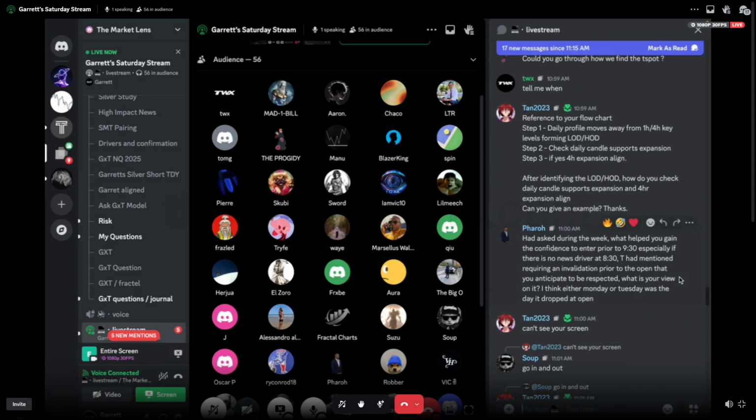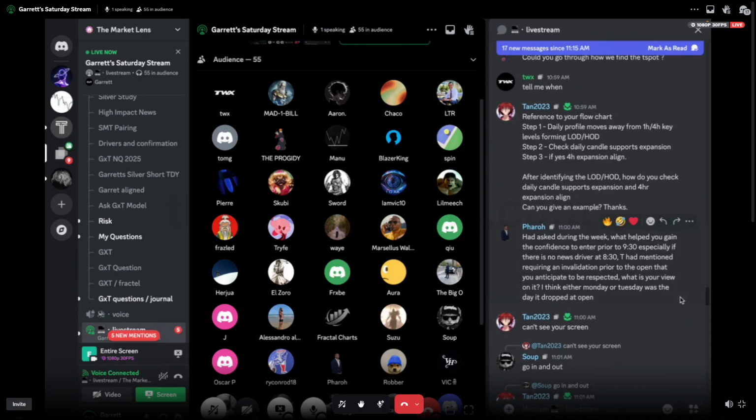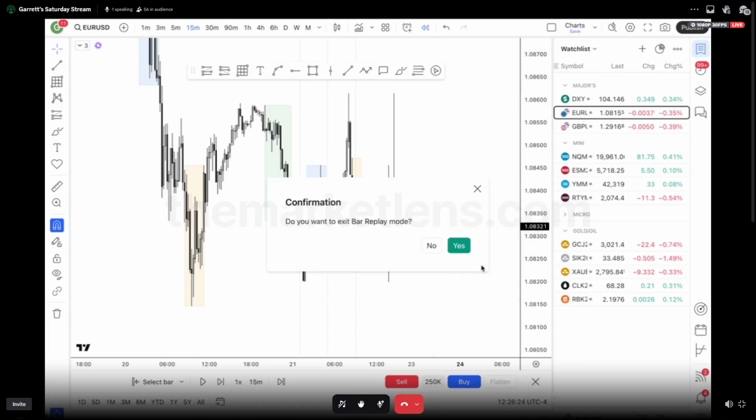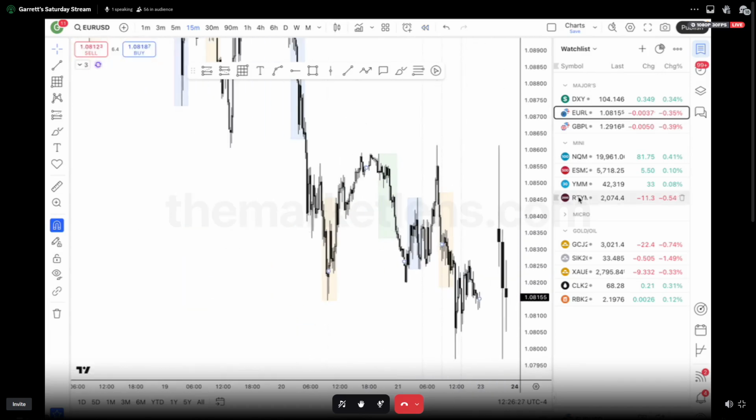He had asked this last week: what helps you gain the confidence to enter prior to 9:30, especially if there's no news driver at 8:30? T mentioned requirement invalidation. Yes, exactly. They anticipate to be respected. So the majority of it is going to be continuation. The low of day, high of day is either going to manipulate prior to a driver, or just trade within continuation, and price opens up within a clear invalidation level, more of a bulky invalidation level. You don't want a small invalidation level because you get wicked out really easily.